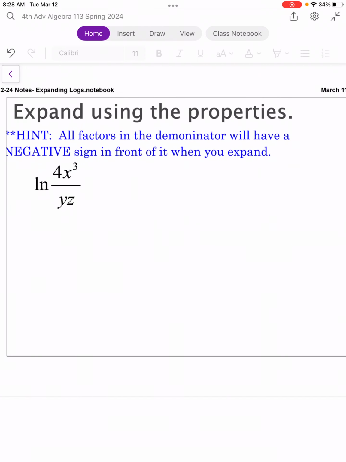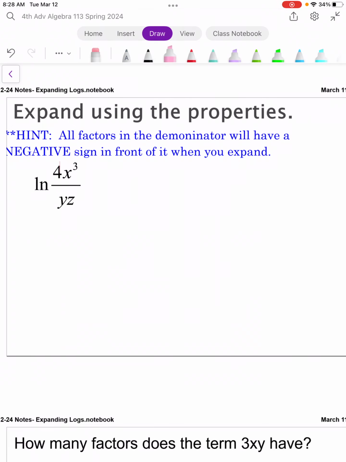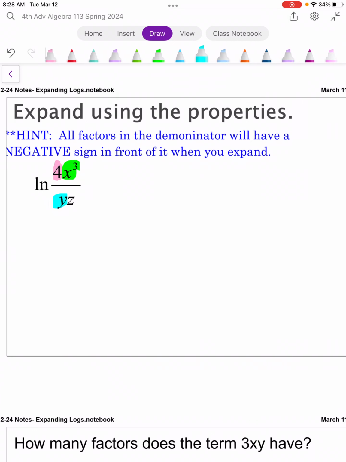So all factors in the denominator will have a negative sign in front of it when you expand it. So I'm going to have here, I'm going to have 4, I have x cubed, I have y, and I also have z. So I'm going to have 4 logs here. So the natural log of 4, now x cubed is in the numerator, so plus the natural log of x cubed. And since the y is in the denominator, it's going to be minus the natural log of y. And then z is also in the denominator, so minus the natural log of z.